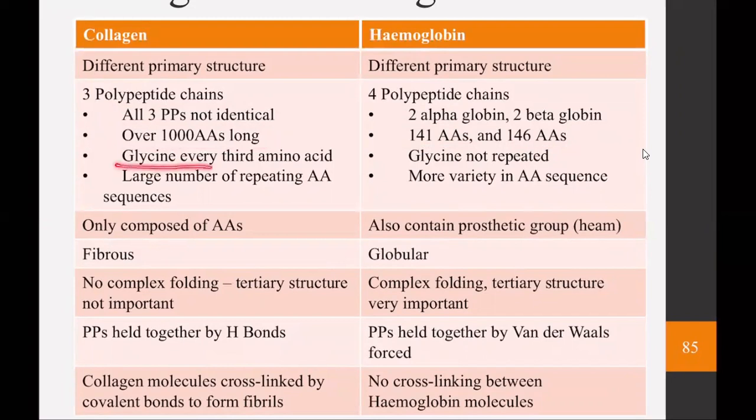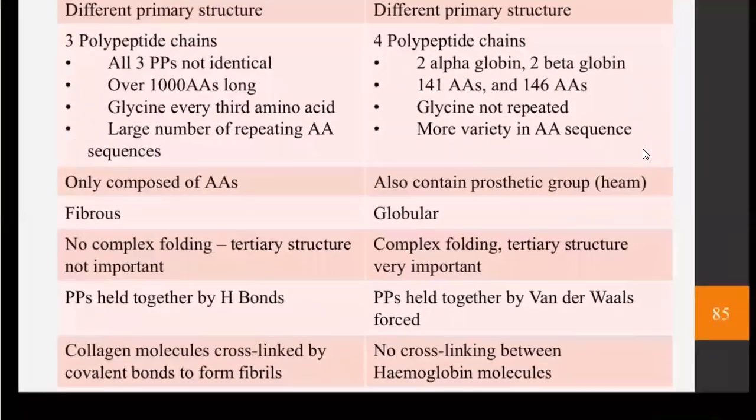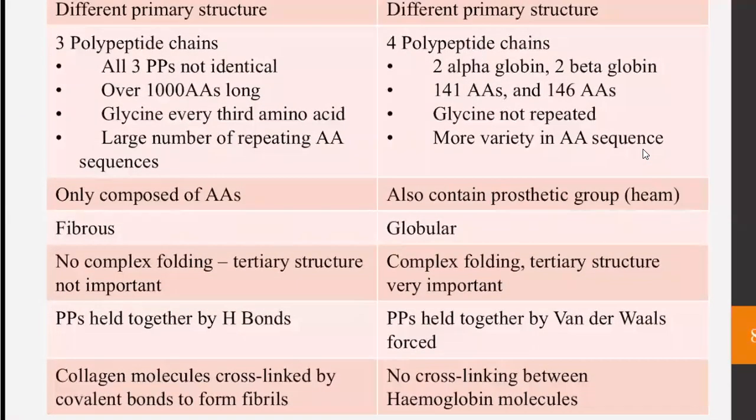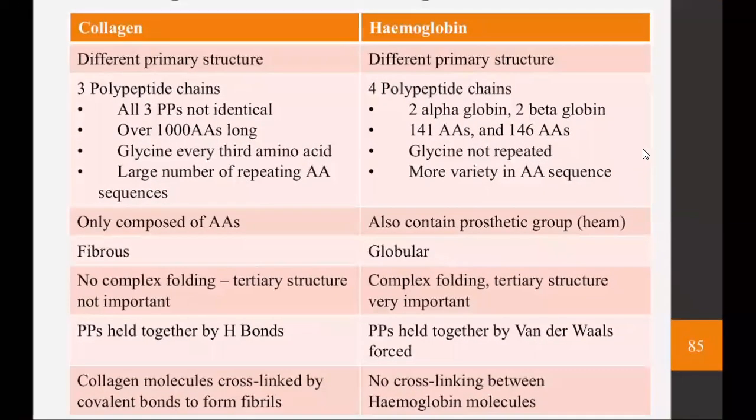Collagen में every third amino acid is glycine. Hemoglobin में every third amino acid is not glycine. Collagen has large number of repeating amino acid sequences, लेकिन hemoglobin में ज़्यादा variety है amino acid sequence की. इसमें बड़ी repetition हो रही है, इसमें repetition नहीं हो रही है. अच्छा, collagen does not have a prosthetic group. Hemoglobin has a prosthetic group. Collagen is fibrous. Hemoglobin is globular. Collagen does not have a tertiary structure. Hemoglobin has a complex folding tertiary structure.